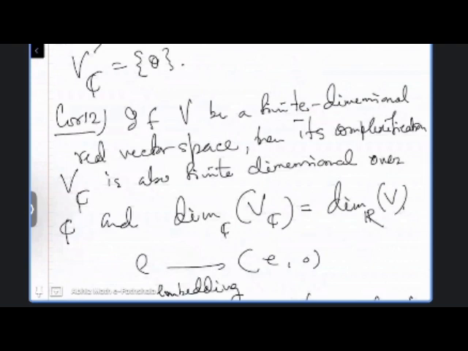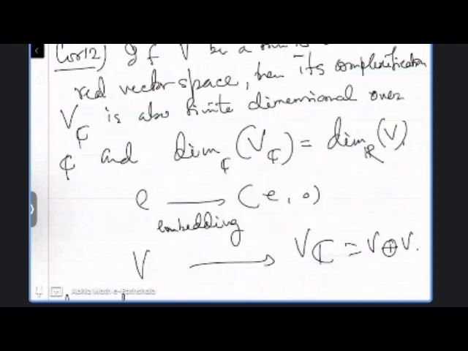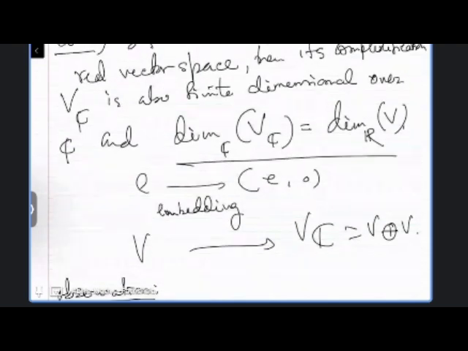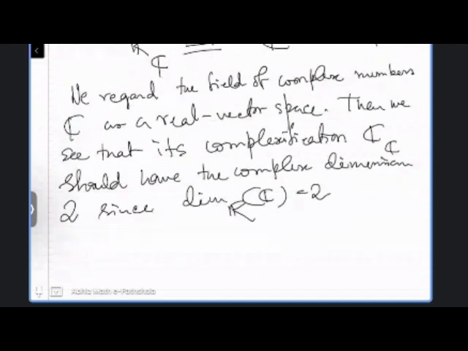I'm just using it. Just look at this. The dimension of V over R is the dimension of the complexification V_C over C. So I'm just taking C as a real vector space. The dimension of C over R is 2. So therefore its complexification over C has dimension 2. Is it okay?